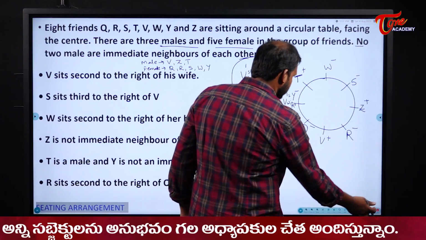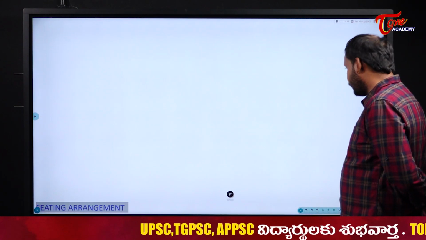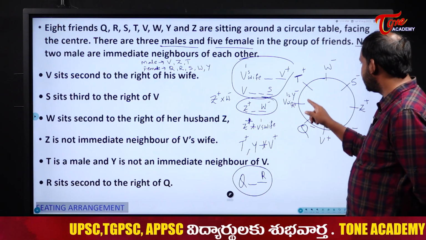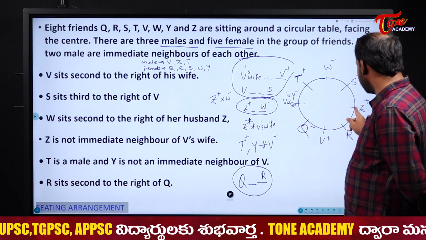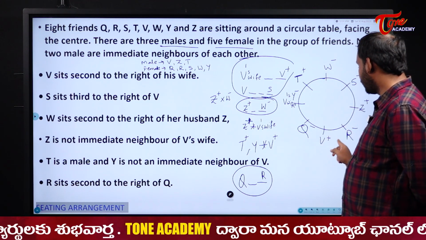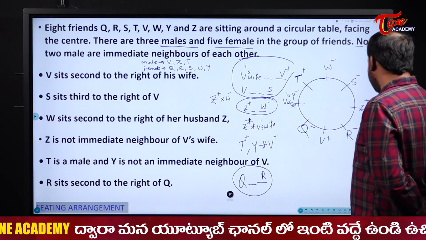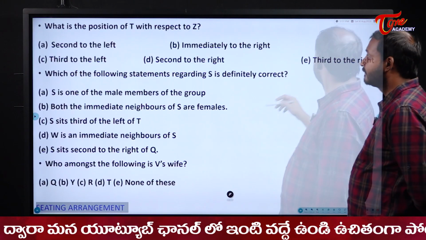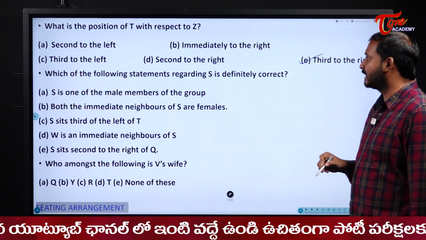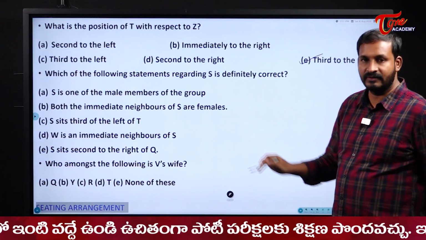So, next questions. First one: what is the position of T with respect to Z? He can be third to the right or, counting 1, 2, 3, 4, 5, fifth to the left. Third to the right or fifth to the left. Third to the right is the answer for me. Why? Because they didn't mention the fifth position.